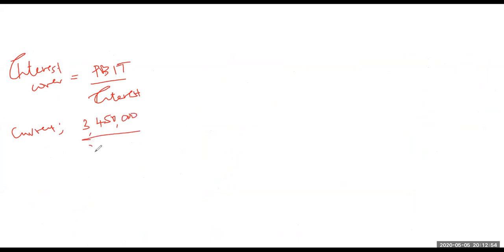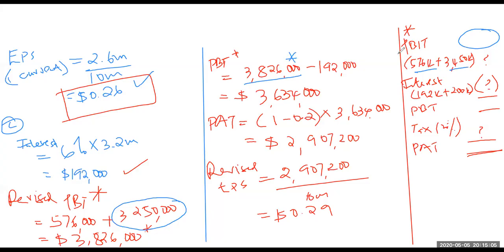So interest cover is profit before interest and tax divided by the interest the company is paying. Let's say currently it is equal to that 450, we divide by the interest the company is currently paying, 200. Okay, we got 40.26, so $426,000. Fair enough.